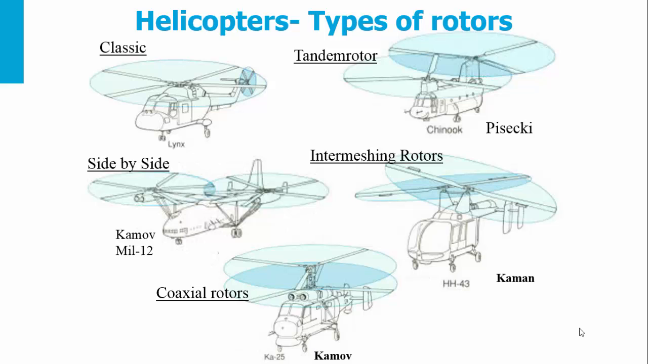An intermeshing rotor, like the one of Kaman, has two rotors which are counter-rotating. Finally, the more and more popular helicopters for small air vehicles, the coaxial helicopters, have two rotors placed one on top of the other, counter-rotating.